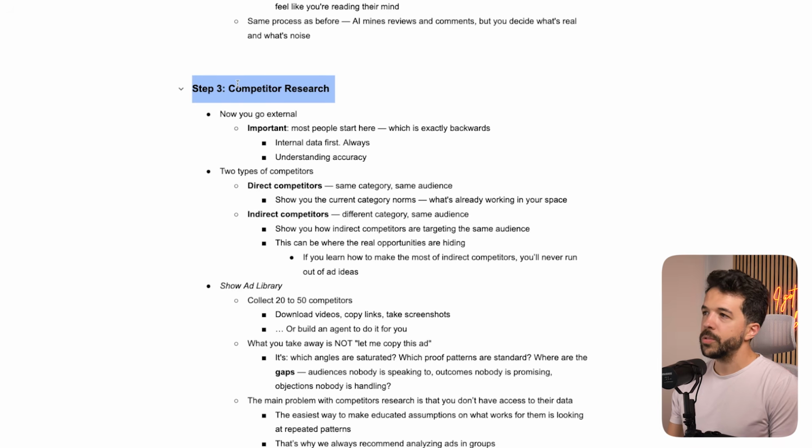That's whatever you want to do. But I truly believe that you should take into account the accuracy level of the data you have at your disposal, and internal research is usually where you find the most innovation. That's my point. Now, step 3, competitor research.